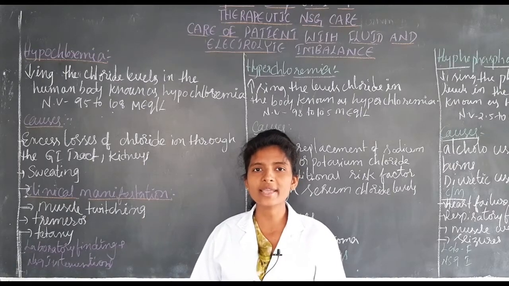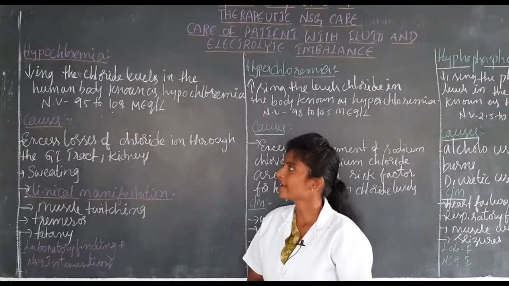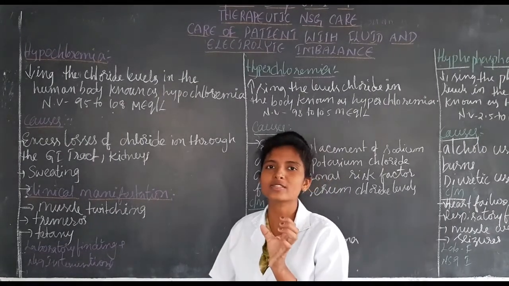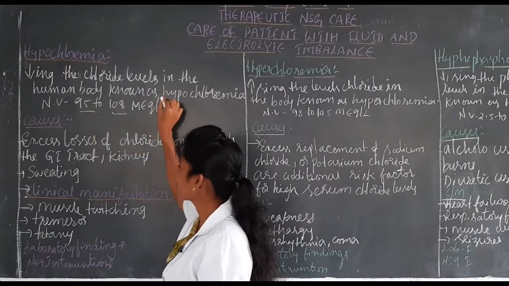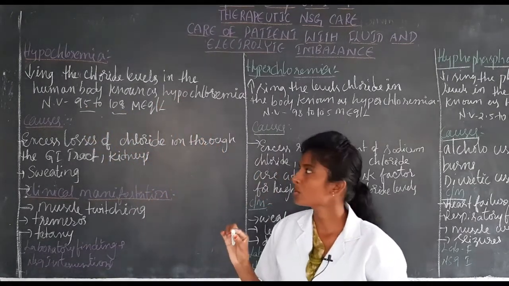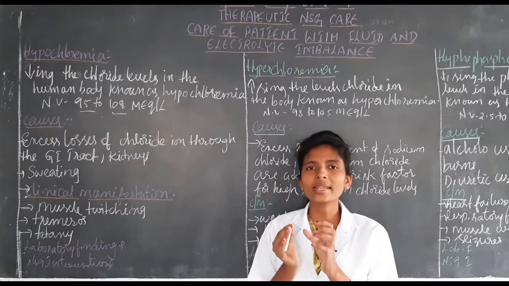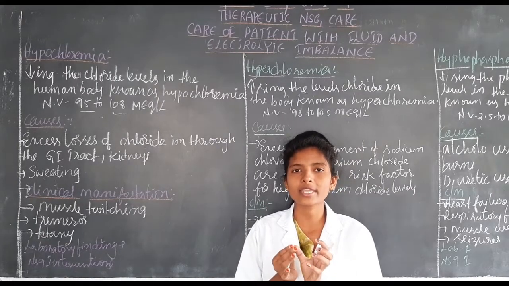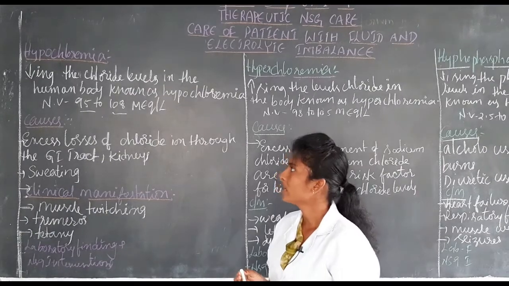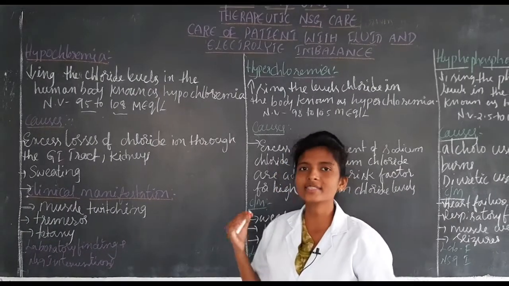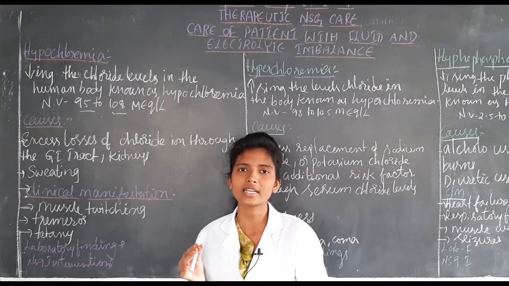So it is known as hypochloremia. And next, what is the normal range of chloride? 95 to 108 mEq per liter. This is the normal range of chloride. So if the chloride levels are decreasing in the body, it is known as hypochloremia. Next we will see how it occurs, what are the conditions that lead to this condition.